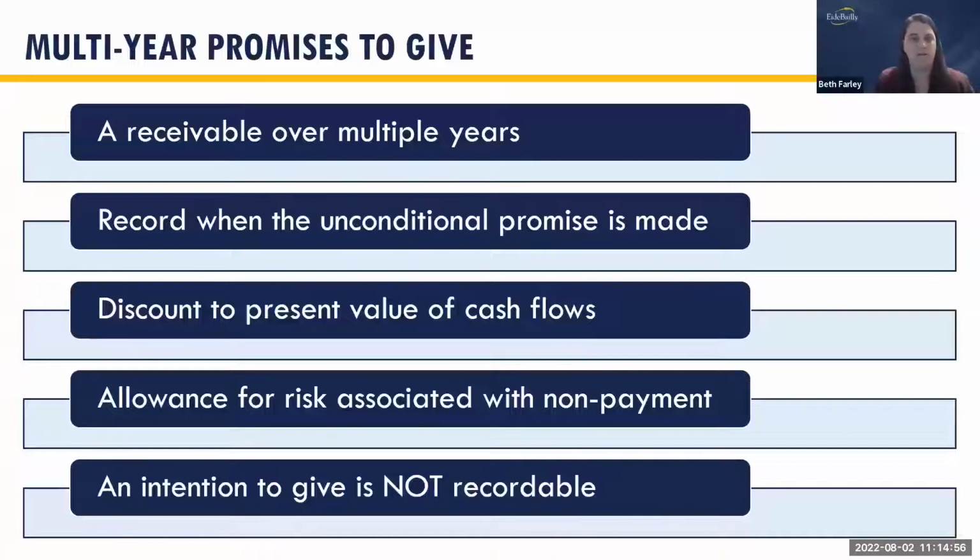A couple things to keep in mind here that are not always considered, and we want to make sure we are, is that there's a discount to the present value of cash flows. Meaning that if somebody gives you $100,000 and they're going to give you $20,000 a year for the next 5 years, in 5 years from now, that $20,000 is not the same value that it is today. So there should be a discount on those cash flows that's being calculated.